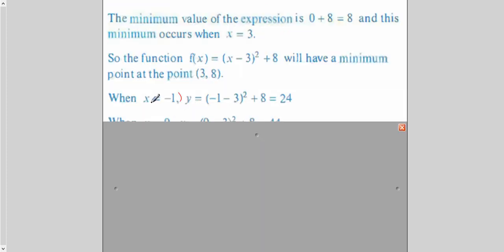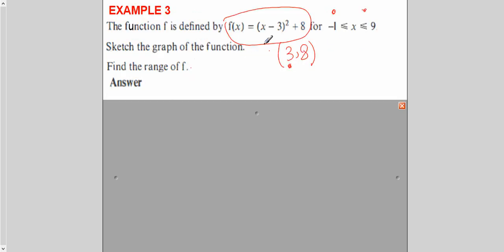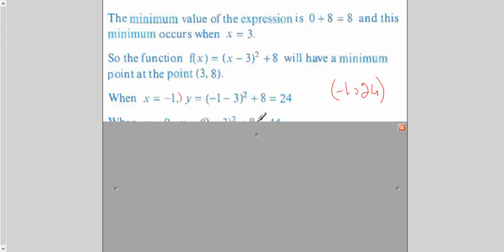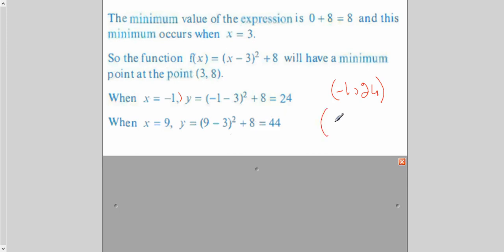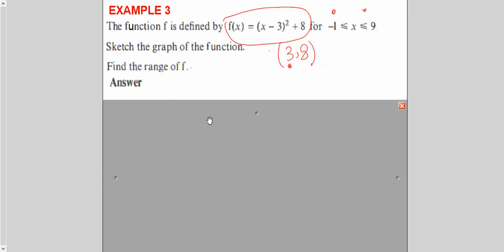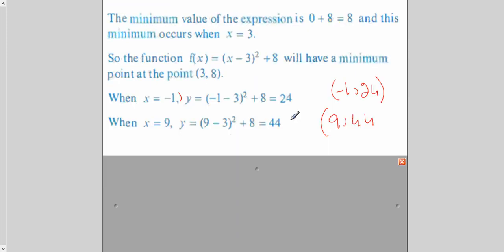Okay, so when you substitute x equals minus 1, you get 24. It means your point will be (-1, 24). No need to read this, just focus on what I'm saying. Then when you substitute x = 9 here, this is a common mistake students make. They substitute and get the corresponding answers, and then they say that the range of the function is 24 to 44. So they straight away write it down like this.